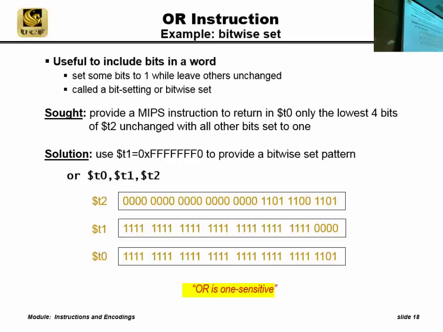But remember, AND is 0 sensitive, OR is 1 sensitive, and that's all you need to know.